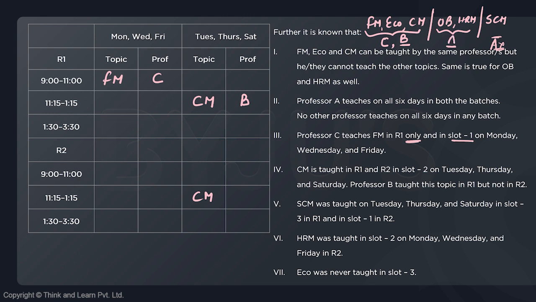That means A is the teacher who can teach OB and HRM, because A must be teaching at least 2 subjects, which means D must be teaching SCM. That we have got to know now, right?